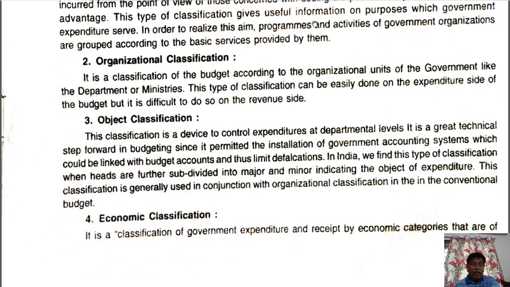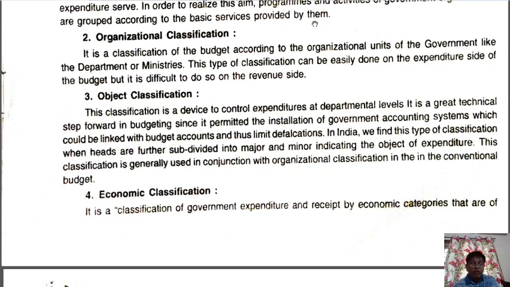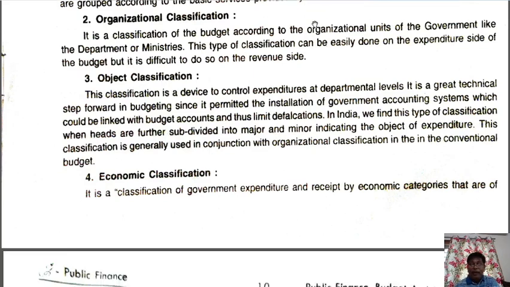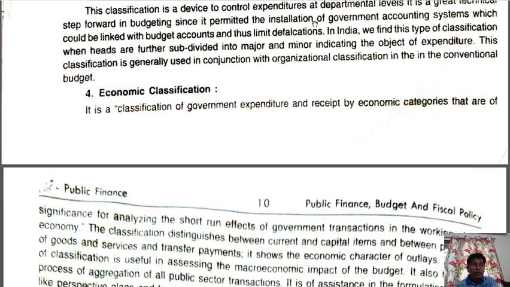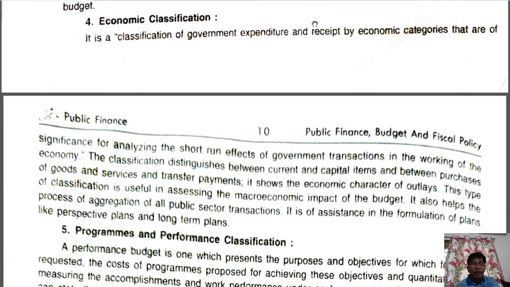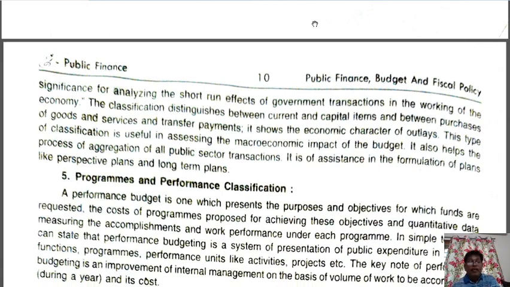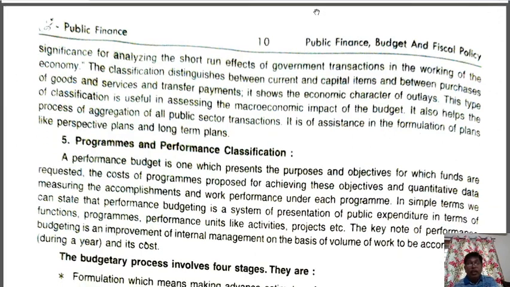Fourth, classification of economy. It is a classification of government expenditure and receipts by the economic categories that are significant for analyzing the short-run effect of government transactions in the working of the economy. Last, program and performance classification.